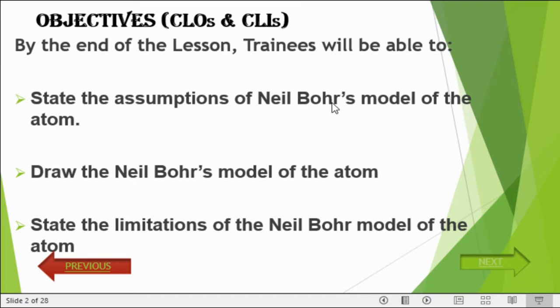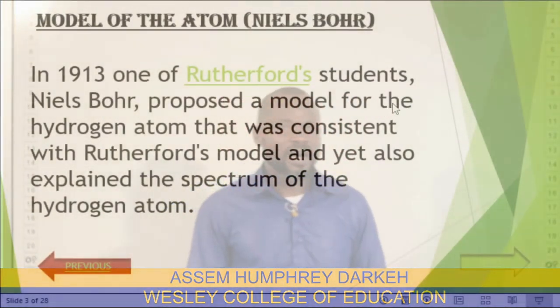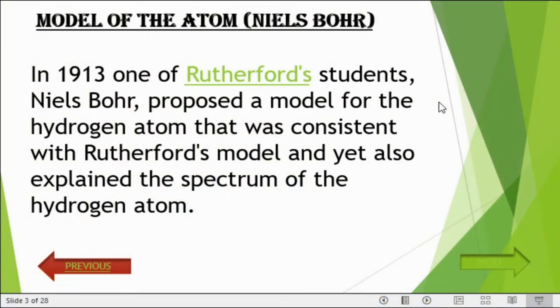Now let's start. Like I said, Bohr was actually a student of Rutherford. In 1913, as said by our slide, one of the Rutherford students, Bohr, proposed a model for a hydrogen atom that was consistent with Rutherford's model, yet also explained the spectrum of the hydrogen atom. When we talk about spectrum, it's a shade of colors. Thus, every atom is associated with some shades of colors or series of colors. And so for hydrogen, Bohr was able to explain the spectrum of colors in hydrogen using his experiment.